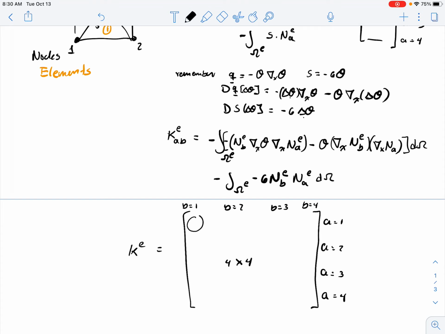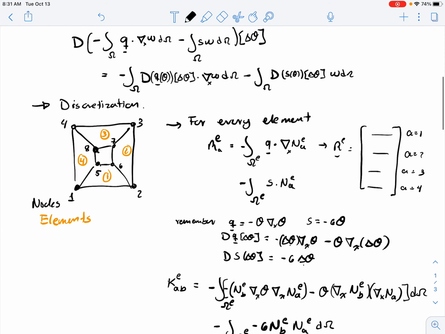So for example, for this one right here, if you plug in shape function A, B equals 1 and 1, and you calculate the integral, that will end up in this entry, and so on. So basically just plug in the different values of A and B, so basically evaluate the corresponding shape functions in this integral, and that will give you this 4x4 matrix. Hopefully that is kind of clear.